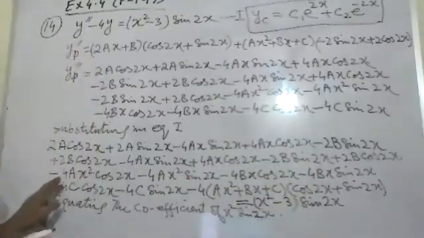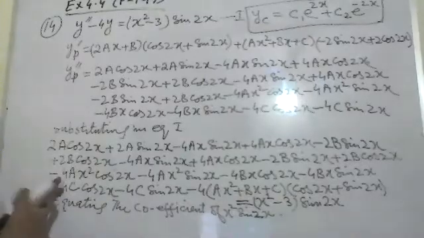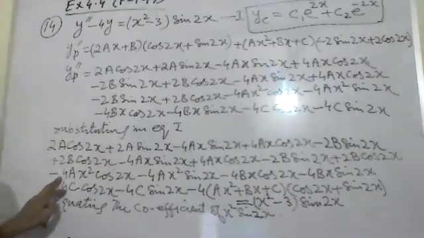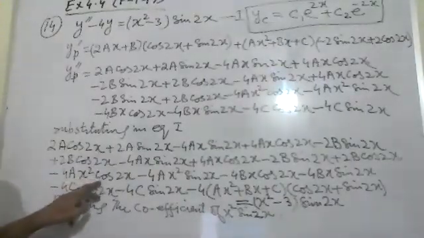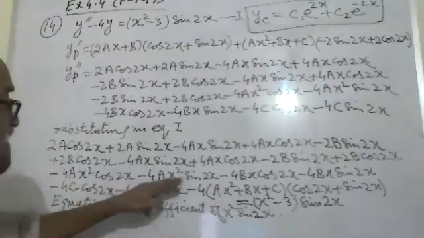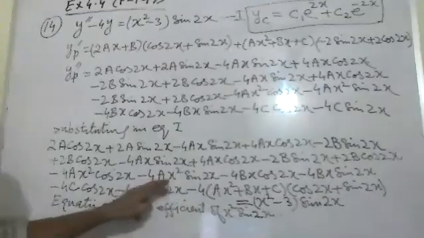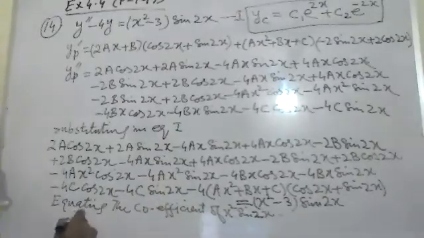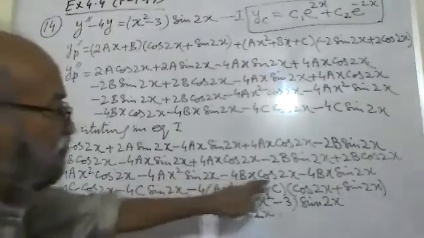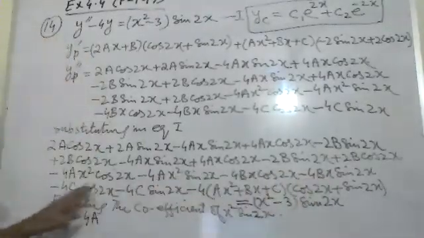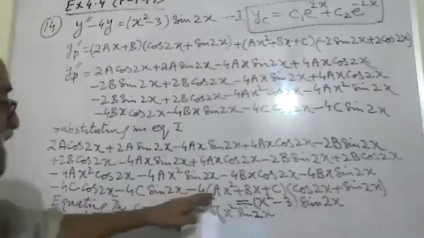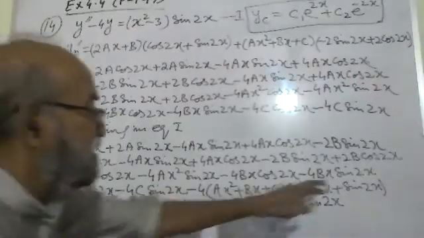There is minus 4a sine 2x. This is cos 2x. This is minus 4a x square sine 2x. So this is x square sine 2x minus 4a. And this is minus 4a x square sine 2x.